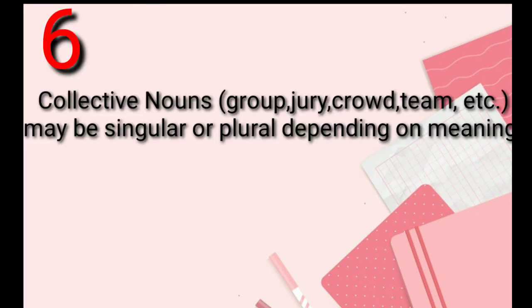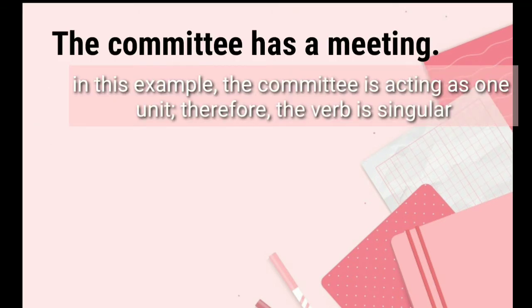Now let's jump into the sixth rule of subject-verb agreement. Collective nouns such as group, jury, crowd, team, and etc. may be singular or plural depending on meaning. Let's have an example. The committee has a meeting. In this example, the committee is acting as one unit. Therefore, the verb is singular.